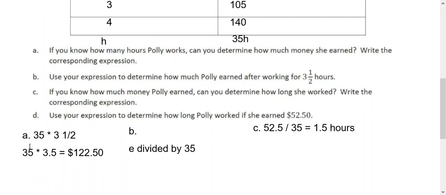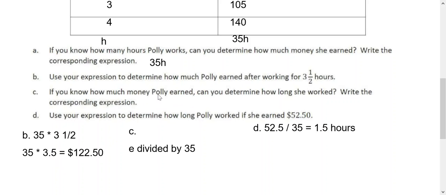Okay, and so then for A, it says if you know how many hours, determine how much money she earned, write the corresponding equation. So actually I didn't do A. This one is actually B. This one is C. And this one's D. Sorry, I wrote that wrong. So I put A up there. So A should be 35H. And then B, you use it to figure out how much is 3.5 hours. Just plug it in for H and multiply, and you get 122.50.